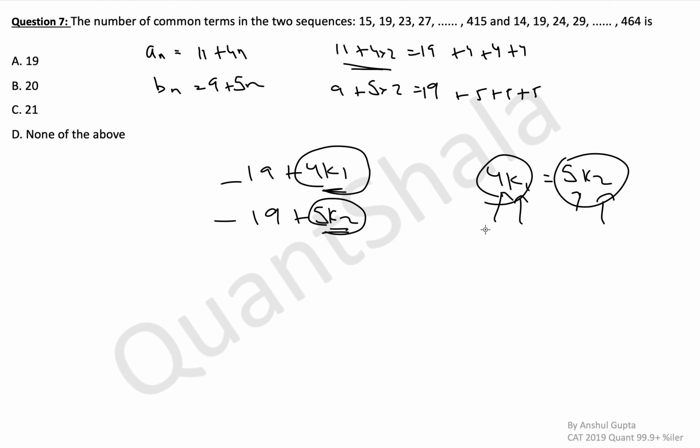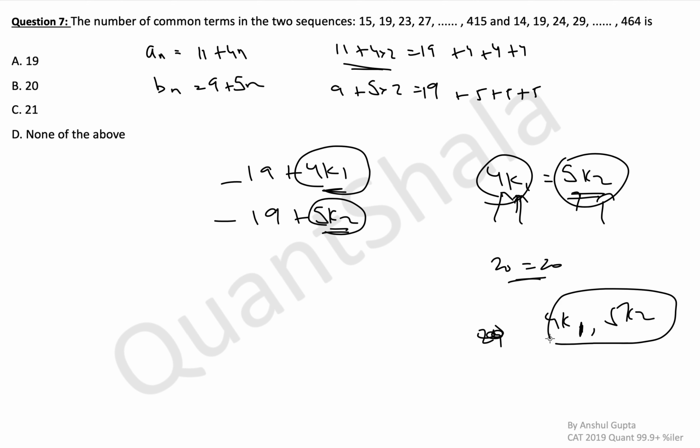Okay. So simply let's say k1 is 5 and k2 is 4. So we'll get 20 is equal to 20, and then we'll get the next common term. Now if you put k1 is equal to 6, let's say, on the left hand side you get 24. On the right hand side there is no way to get 24. Okay. So always 4k1 and 5k2, if these have to be equal, the value will be a multiple of the LCM of 4 and 5.